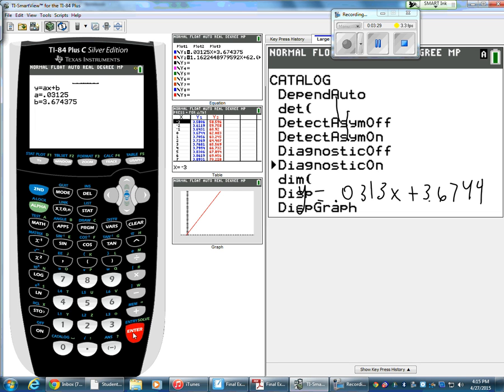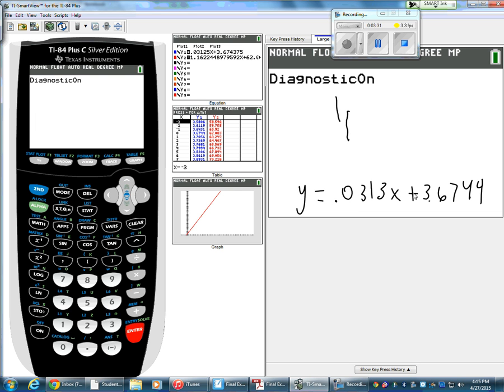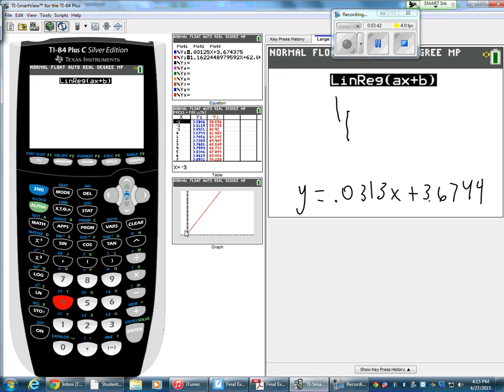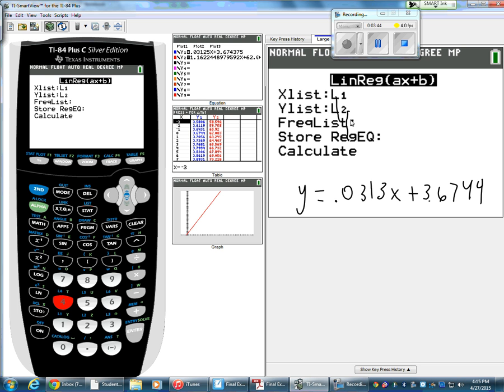So you hit enter, and when you hit enter, it pastes it to the home screen. I apologize for these being here, but then you have to hit enter again, and it'll say done. Alright, so now the diagnostic's on. I'm going to go back to STAT, CALC, 4. My X list is L1, Y list is L2. I'm not going to tell it to store the regression equation because it's already stored there.